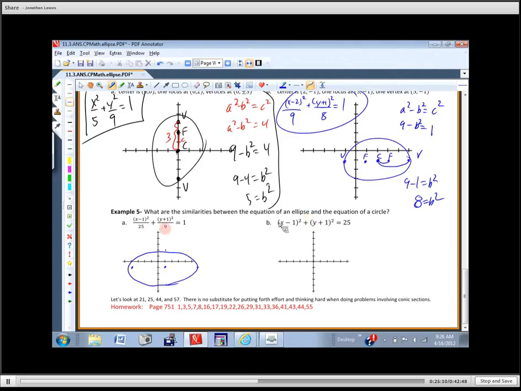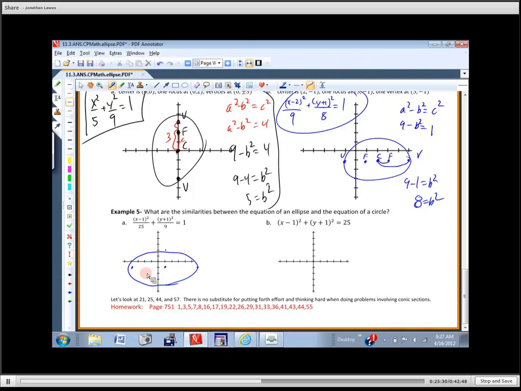Okay, this is a nice graph-friendly form of an ellipse. We have a perfect square with x, a perfect square with y, and a 1 over here. We look at these numbers underneath to tell how far we go in each of these directions. So we look at the number underneath the x to figure out how far we go in the x direction, and the number underneath the y, how far we go in the y direction. Of course, we take the square root of each one of those, right?